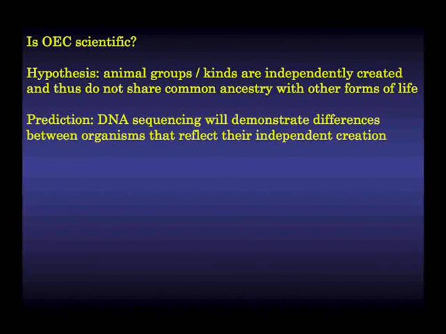So we have a hypothesis that their model suggests that different animal groups are not related to each other through common ancestry, common descent. That leads to predictions, like we've seen before with the scientific method, that you can do DNA sequencing to compare how these different organisms relate to one another at the genomic level. And the prediction should be that we will see evidence of independent creation when we do that.